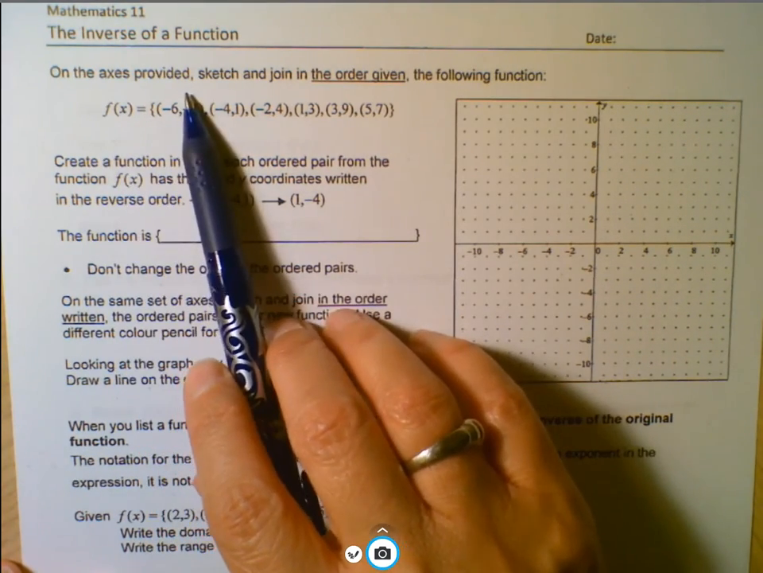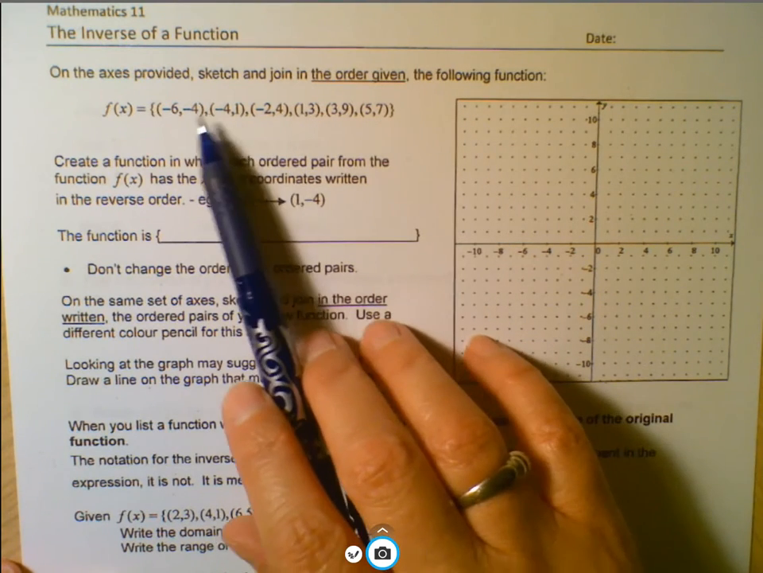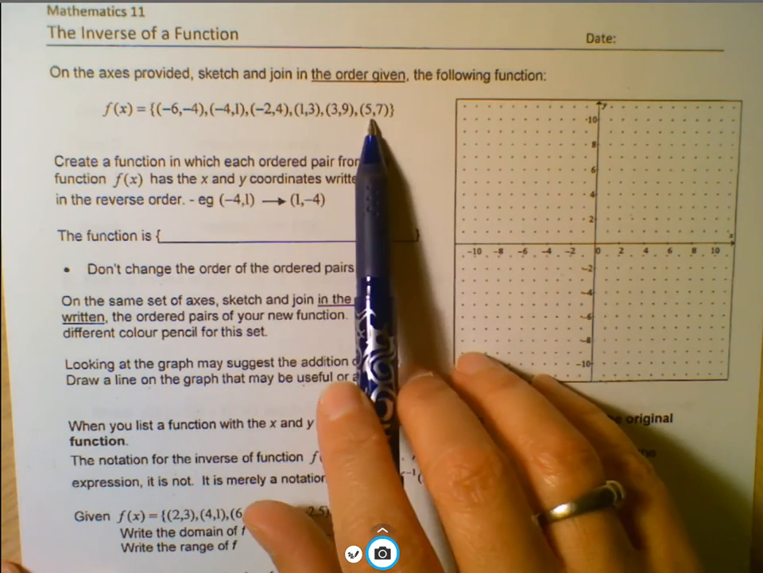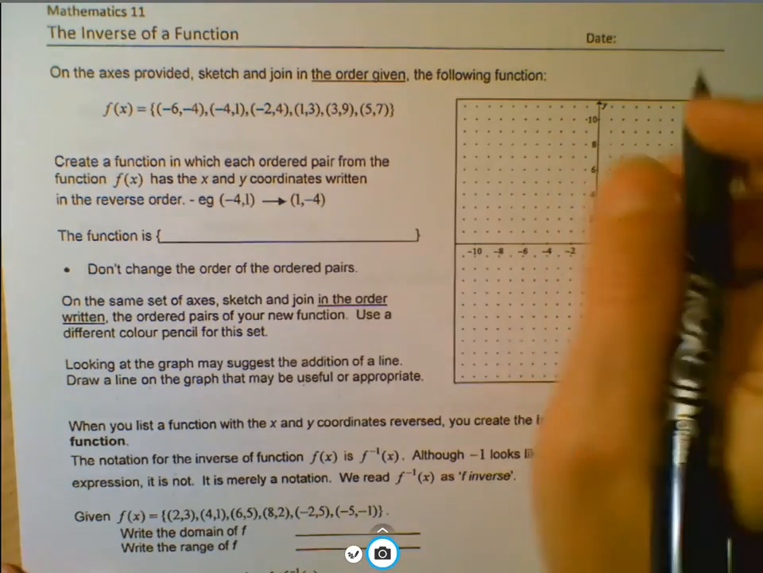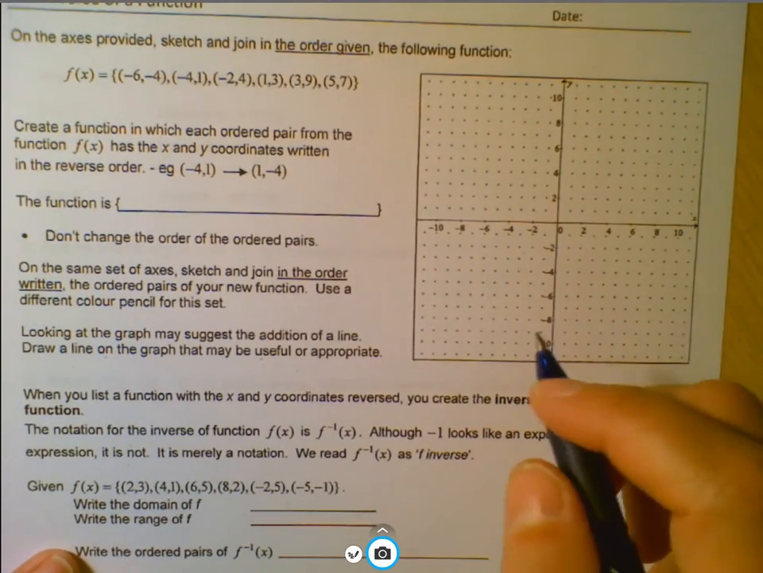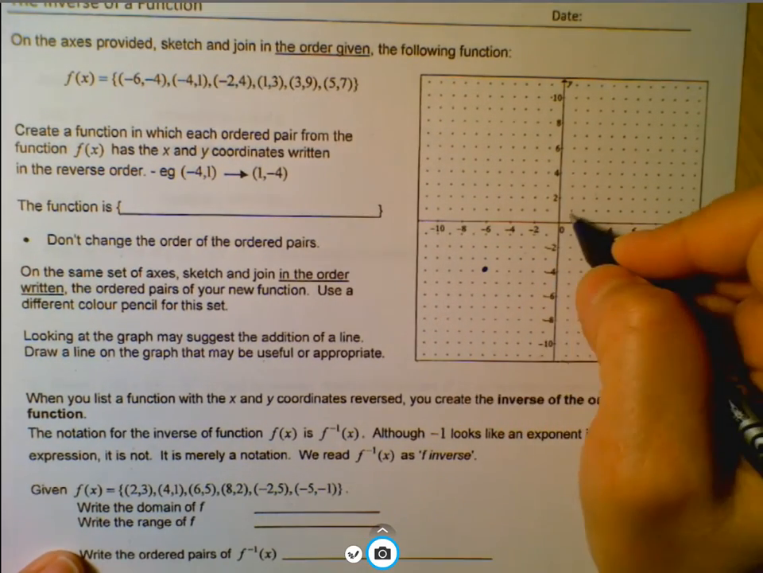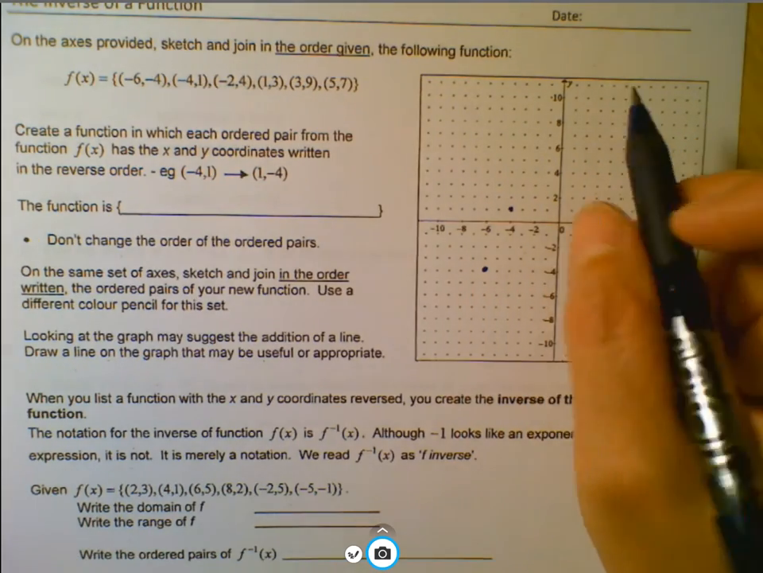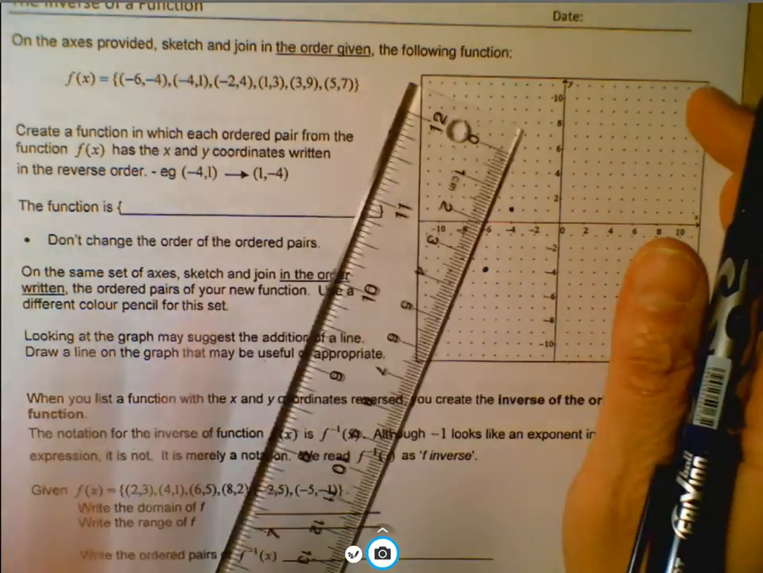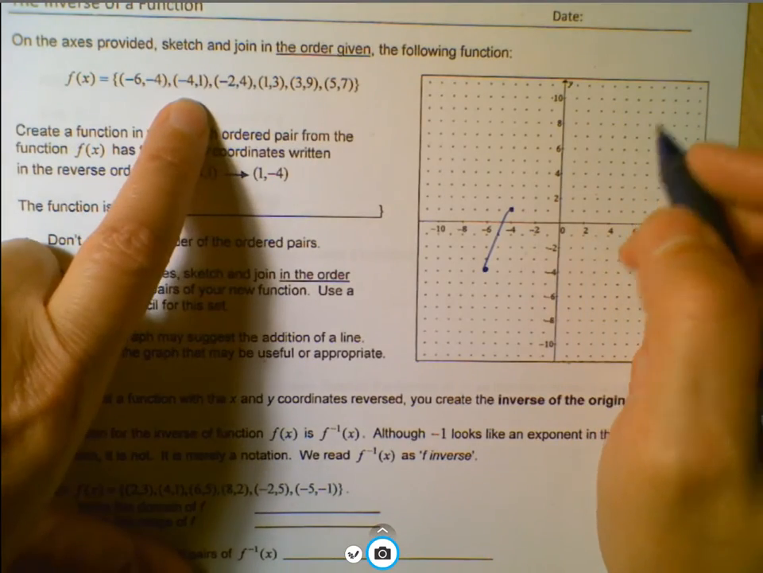It says on the axes provided, sketch and join in the order given the following function. And it's giving us a bunch of points here in this set. So let's plot the points and see what it looks like. So we got -6, -4, then -4, 1, and it's saying to sketch and join. So as we're finding the points, we're just going to connect the dots. Go ahead and do this.